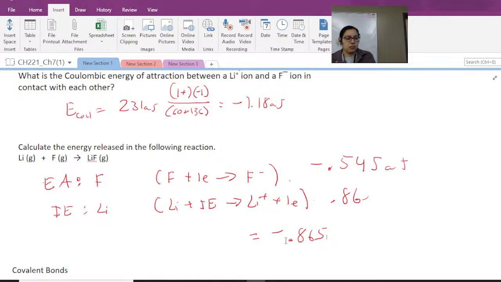The units for this are attojoules times picometers, right? So it's just attojoules because the picometers cancel out.